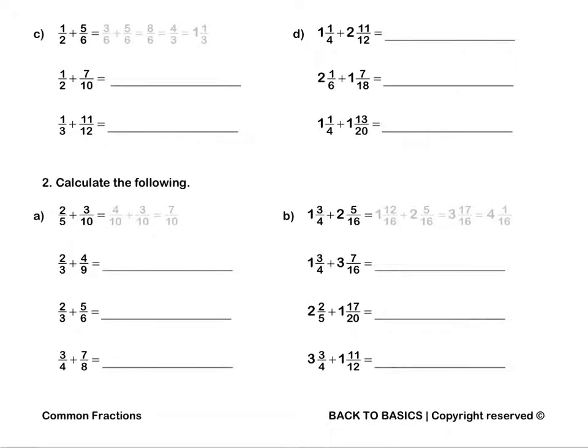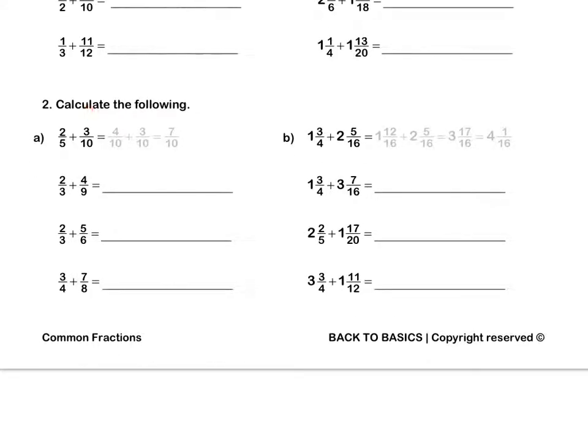Question C. A half and 5/6, the lowest common denominator is 6. We rewrite a half as 3/6, plus 5/6 is 8/6. We simplify our improper fraction first, divide top and bottom by 2, so we get 4/3, which is 1 1/3. Pause this video to complete questions C and D by yourself.